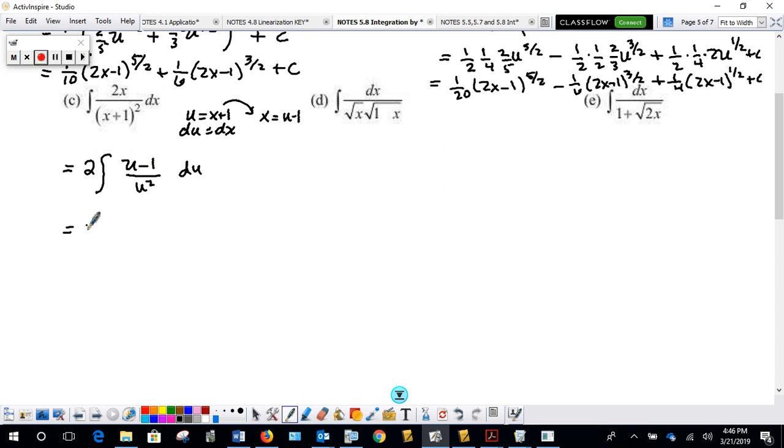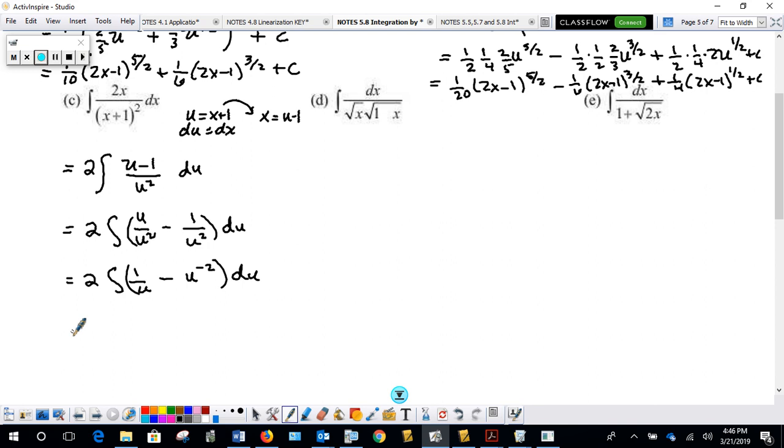So this becomes 2. I can split my fraction, u over u squared minus 1 over u squared du, which is going to turn this problem into 1 over u minus u to the negative 2 du. So it's essentially a log rule and a power rule. So we would have 2 natural log absolute value of u, x plus 1, minus, don't forget the 2, because you've got to distribute it when it's on the outside here.